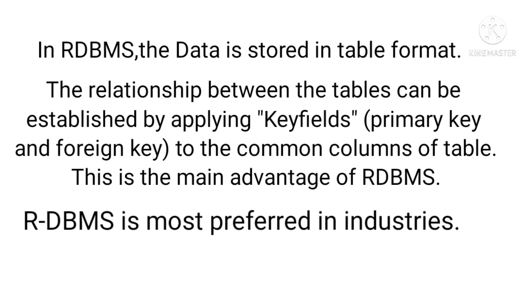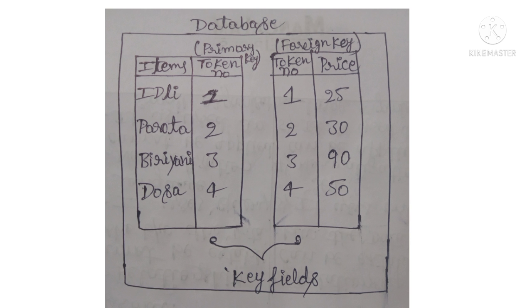As shown in the figure, each data table has a common column. Here the token number is a common column which is present in both table 1 and table 2. That is how we establish a relationship by applying key fields, called primary key and foreign key.